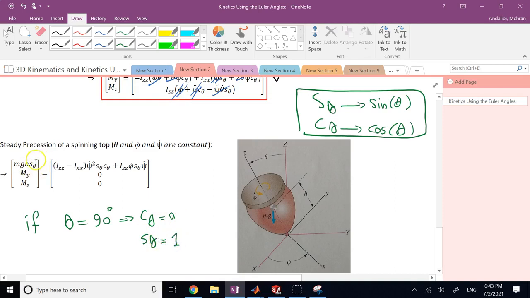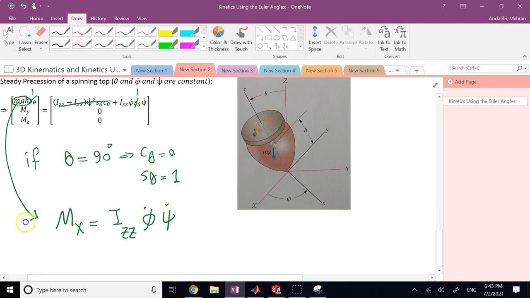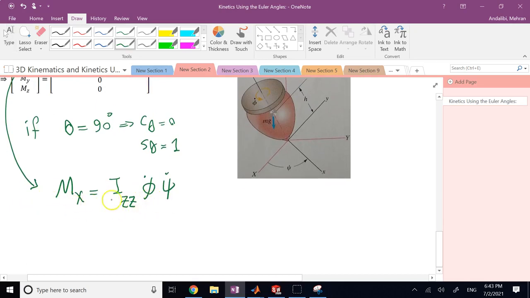So what happens to this equation? This becomes 1. This term becomes all 0 because C of theta is 0. This becomes 1. And clearly, this MGH is the moment that wants to change the orientation of the object. So if you call this whole thing M or MX, which in this case is MGH, it is going to be equal to IZZ times phi dot times psi dot. And this is the formula that you see probably in many textbooks for the gyroscopic effect.